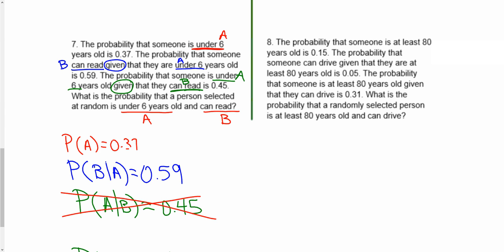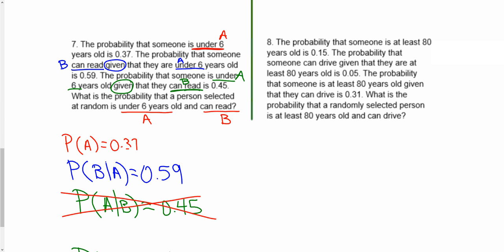Then we went through sentence by sentence and identified what events were happening. The first one says probability that someone is under 6. Bam! There's the A. So I stopped and wrote down the probability of A is equal to 0.37. I did this sentence by sentence. I said the probability that someone can read, that's B. And then it says the word given, so that's the slash mark, and then under 6 is the A. So that second sentence is B given that A has occurred. That's the one in blue that's labeled down here. Probability of B given that A has occurred is equal to 0.59.